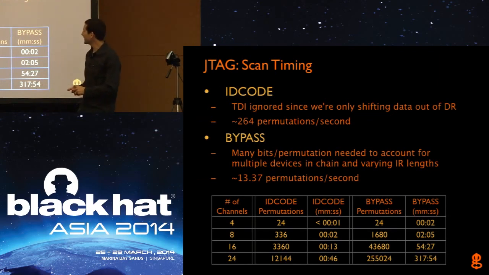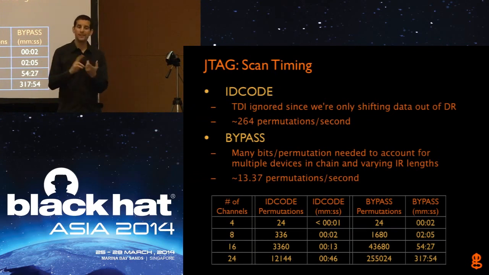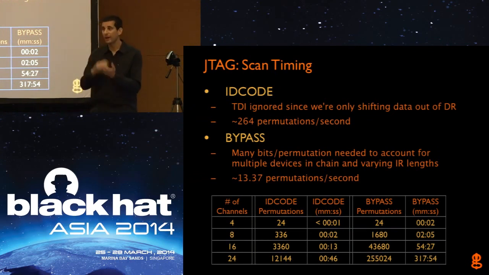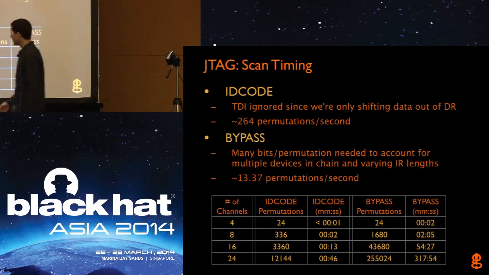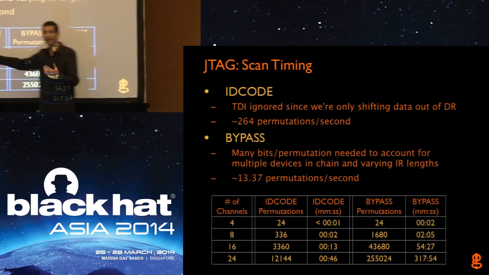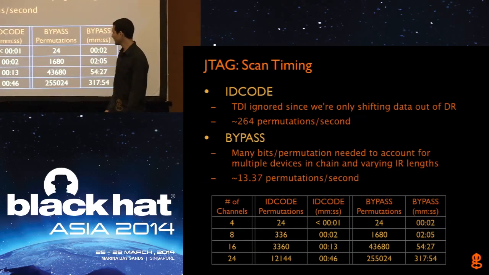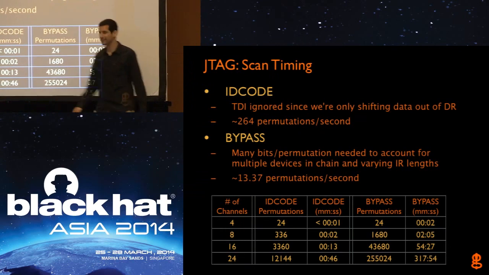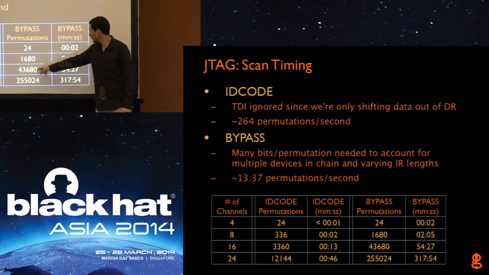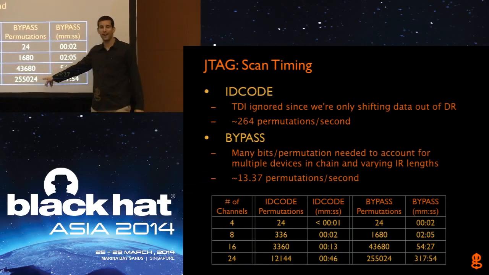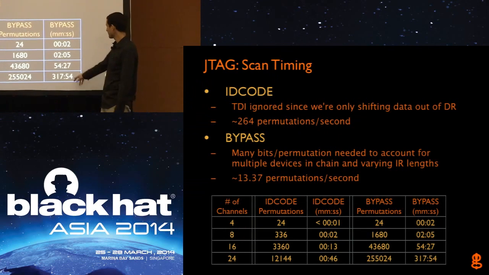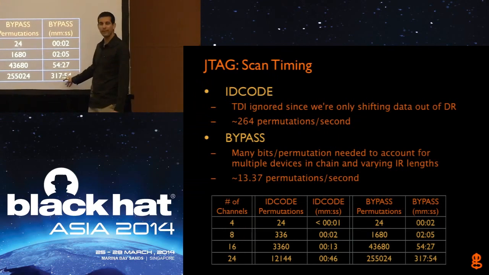And the reason it's so much slower is because we have to deal with TDI, and we have to shift in all of these different bits. But still, say we had 8 channels hooked up, 8 unknown test points on the board, 2 seconds to do an ID code scan. Even less than a minute for 24 channels. But if we had 24 channels for bypass, almost 255,000 permutations, I think it's a little more than 5 hours.